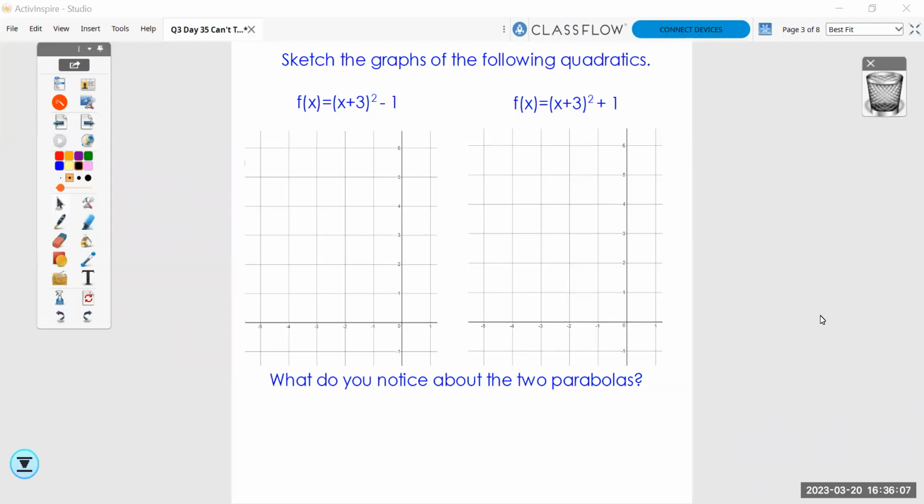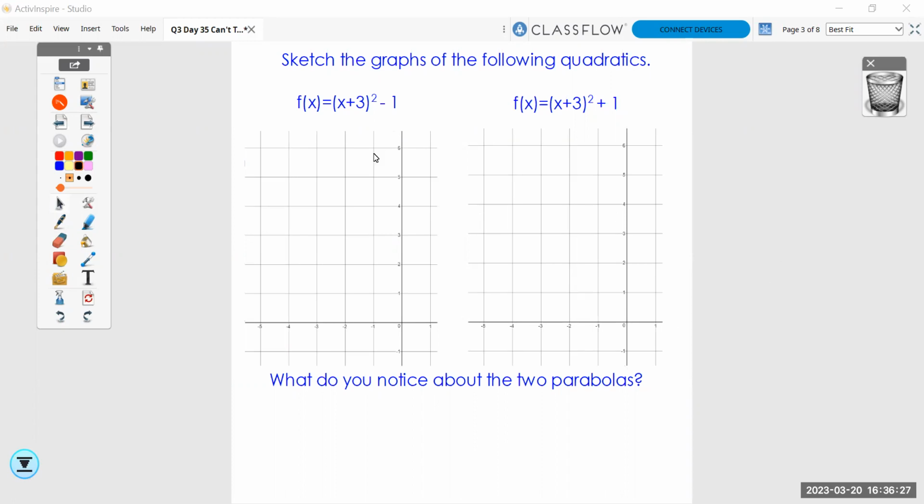Okay, we're gonna take a step back now and just kind of review a few things about graphing and solutions. We're gonna start by sketching the graph of the following quadratics. So let's start with the first one, f of x equals (x + 3) squared minus 1.